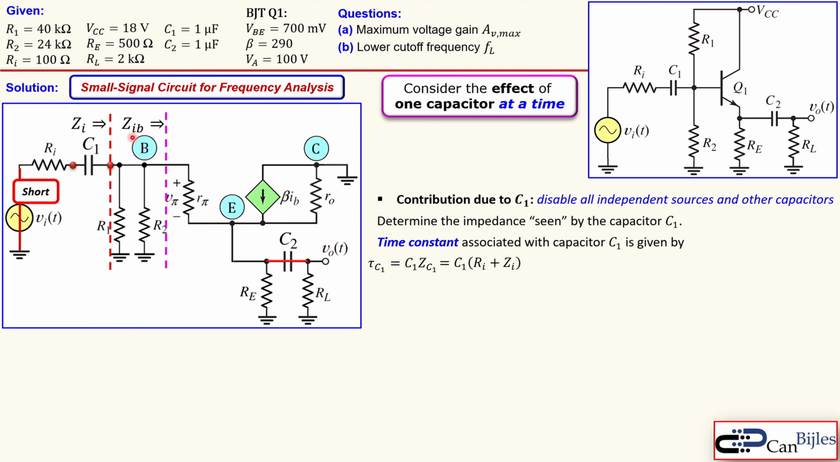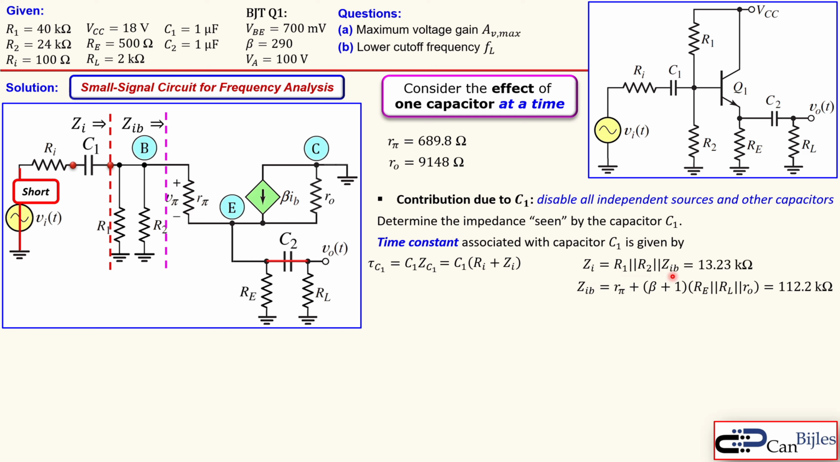And what about the Zi? Now we know the Zi and the ZiB just about the discussion we have done before. So Zi is the parallel combination of the R1 and R2 and the ZiB, and ZiB is what we have determined, which is this 112.2 kilo ohms. And Zi is then calculated using actually again the parallel combination of these three resistors, and that was already calculated in the discussion of the voltage gain.